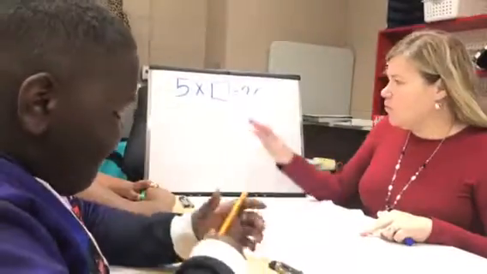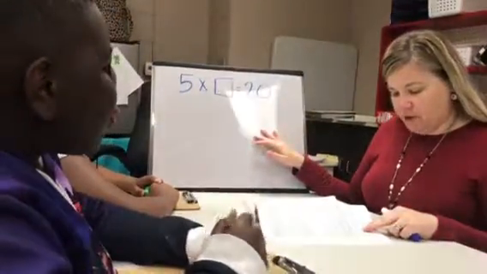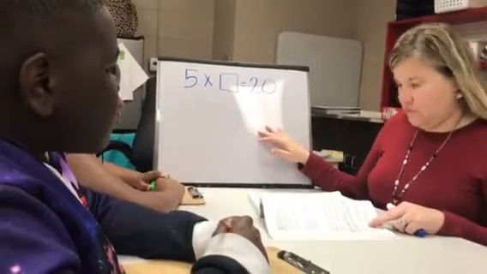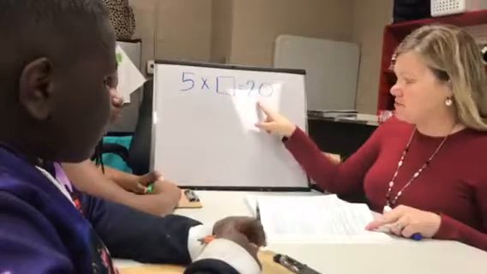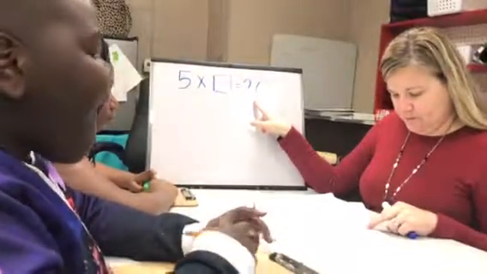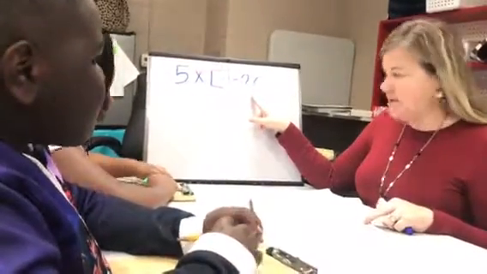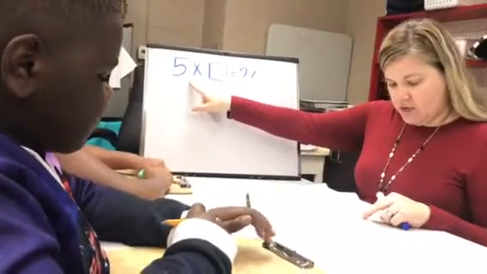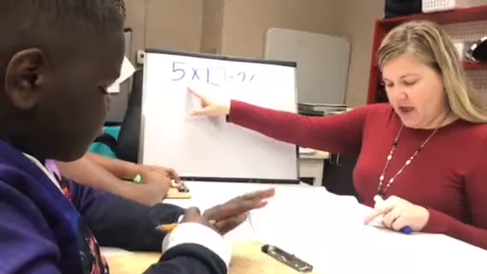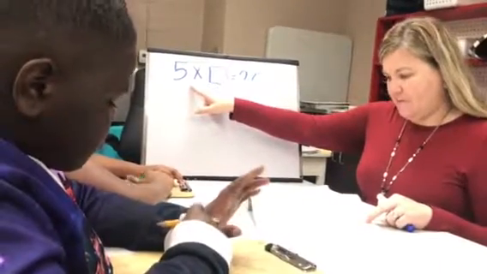I wrote the problem on the board, and here's a new kind of problem, and here's what it tells us to do. We're going to count by 5 how many times to end up with 20. Does this problem tell us how many times we count by 5? No. Good. No, it does not. So we have to figure out how many times we count by 5.